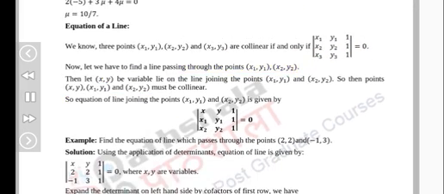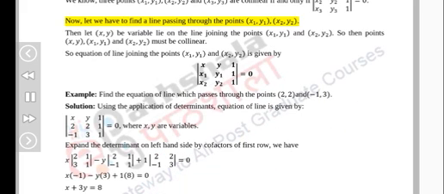Now, suppose we have to find a line passing through the points (x1, y1) and (x2, y2). Let (x, y) be a variable point on the line joining them. Then the points (x, y), (x1, y1) and (x2, y2) must be collinear. So the equation of the line joining the points (x1, y1) and (x2, y2) is given by the determinant with rows x y 1, x1 y1 1, x2 y2 1 equals 0.